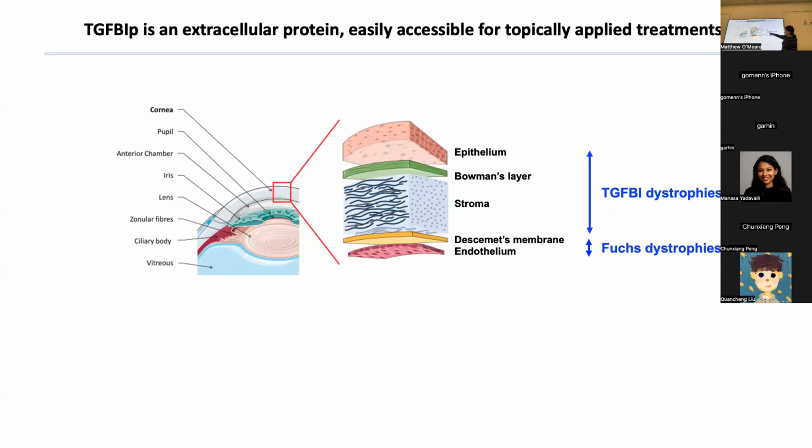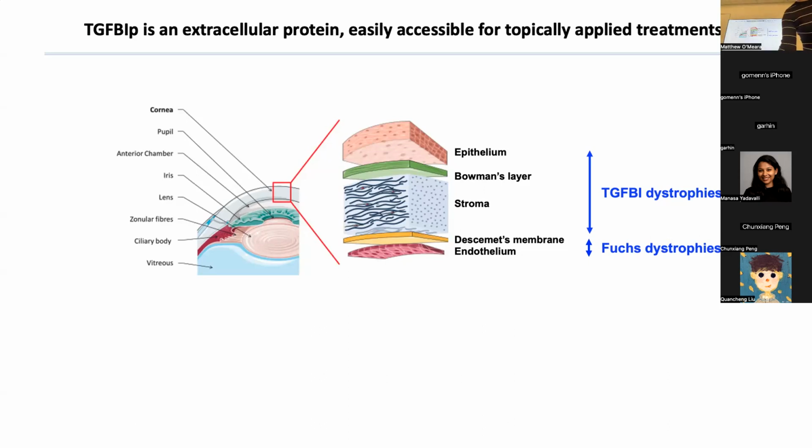This is a dissection of the cornea. It is a complicated structure and has different layers, starting from the epithelium, going to the endothelium. And here I'm showing where the accumulation of TGFBIp aggregates occurs. It's primarily on the top layers of the cornea, but Fuchs dystrophy is all on the bottom.